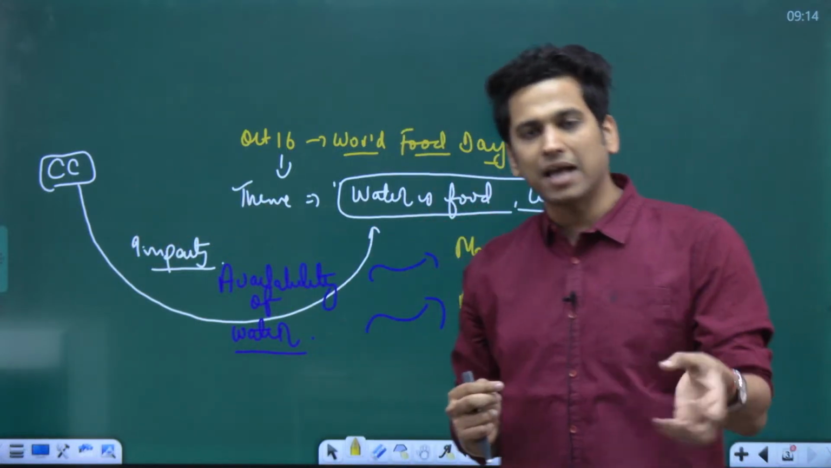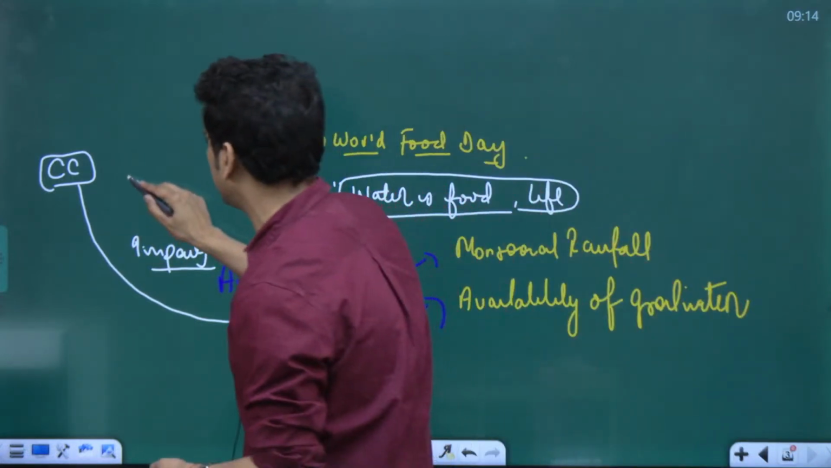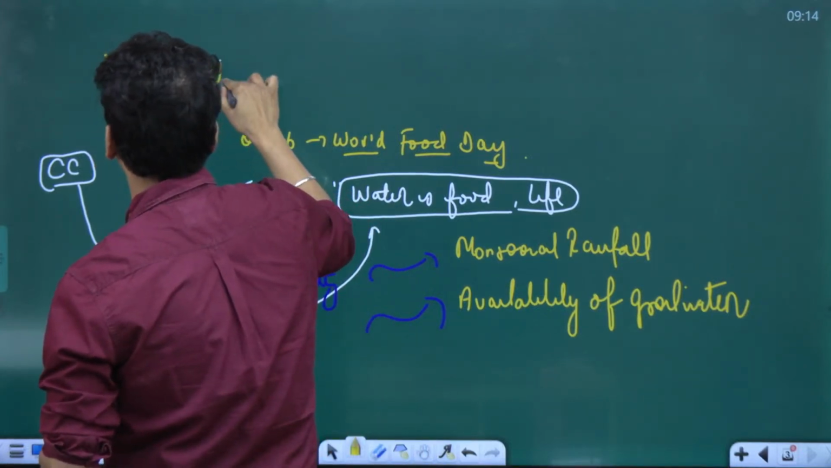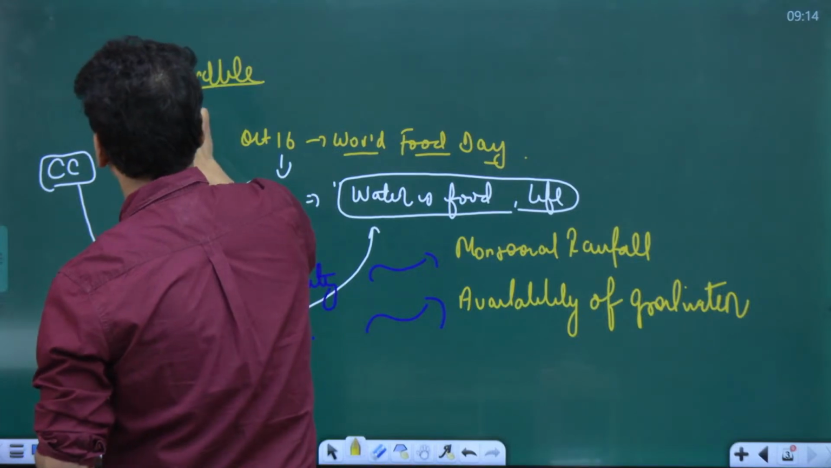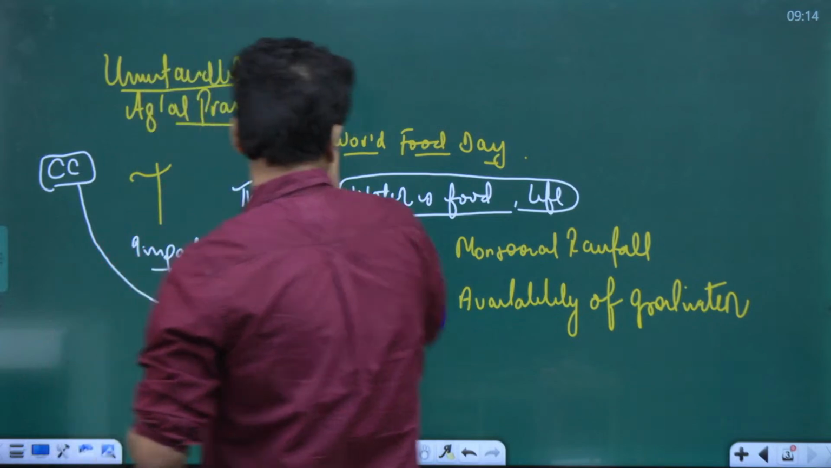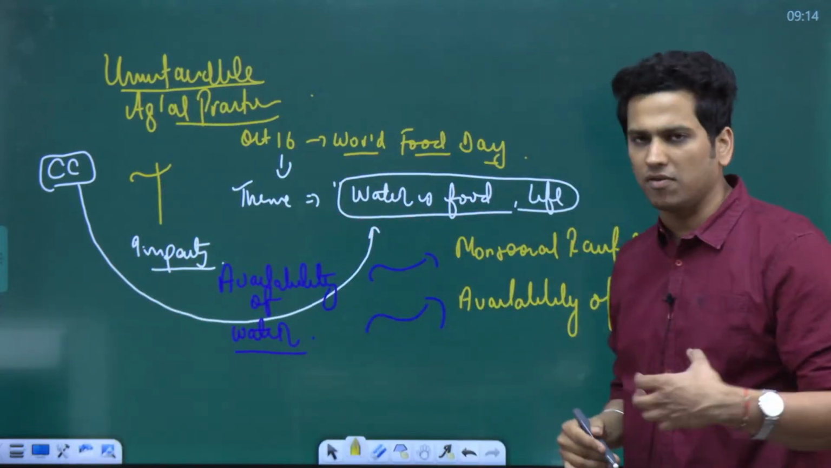Now one of the things that we also need to understand is that this particular problem of climate change is aggravating the whole situation because of, let's say, unsustainable agriculture practices in India. Unsustainable agricultural practices in India basically create these problems of, let's say, availability of water.